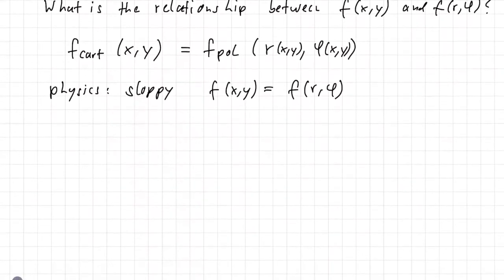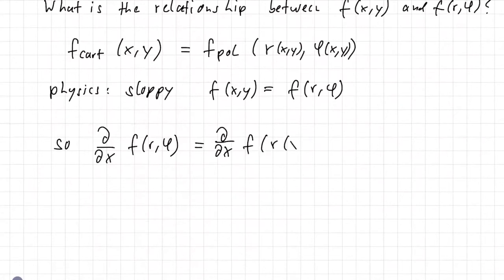So for that, what we now do is we take dx f of r and phi, and we write things more explicitly, and we write this as dx f of r of x, y, and phi of x, y. And now we want to take this derivative, ddx. Now, in order to take this derivative, we need to go back and just remember how to take a derivative of a function which depends on more than one variable.